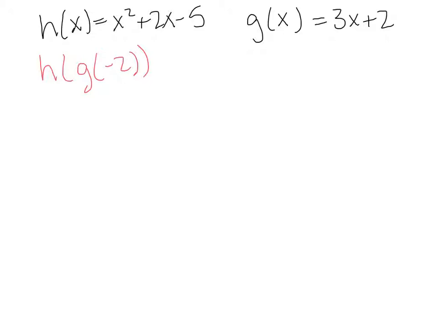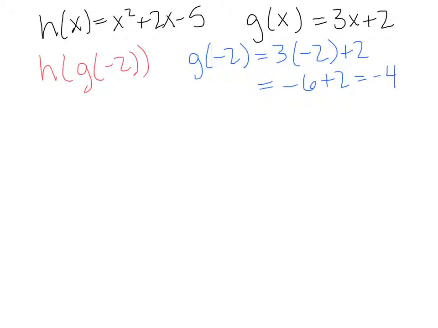So we're going to use our g function. G of negative 2 is going to be 3 times negative 2 plus 2, which is negative 6 plus 2, which is negative 4. Now our task becomes finding h of negative 4. And again, you replace every single x with that value. So when we look at the h function, it's a little bit different. We have more than one x, but that's okay. You just take out those x's, and every time you saw an x, you're going to replace it with a negative 4.